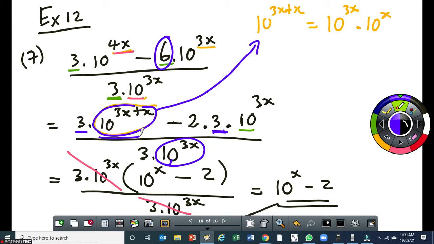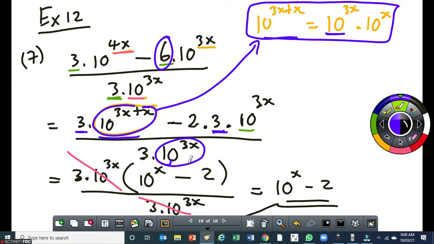Are you getting it? Yeah, okay, I think I understand. I hope so. So just look at what I wrote here. That's very important. By doing this, I created that common factor, which is 10 to the power of 3x, which is the same as this denominator. All right? Okay, so your final answer will be that.